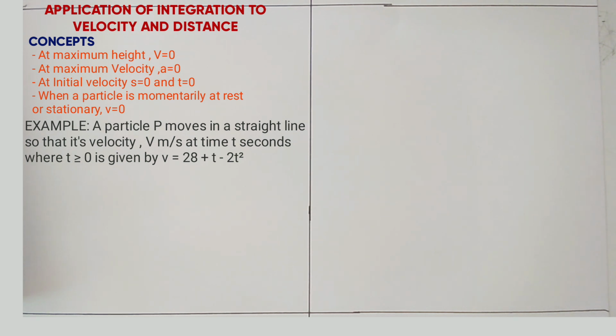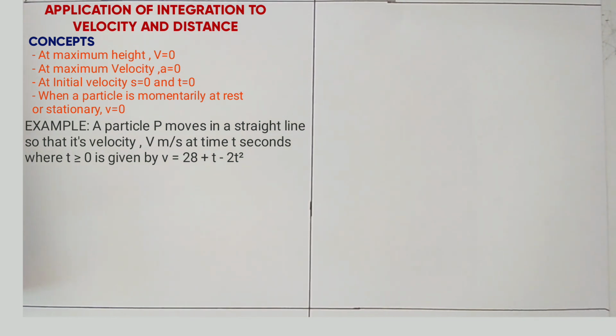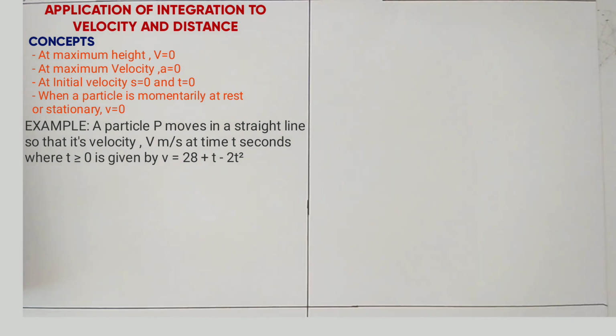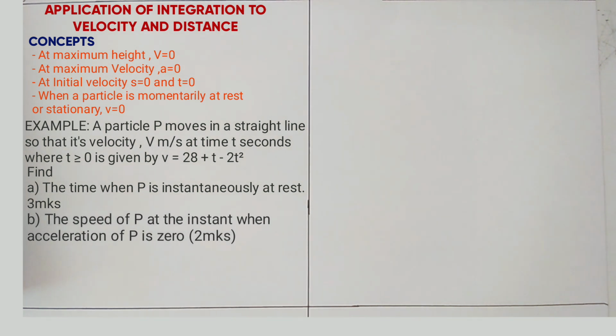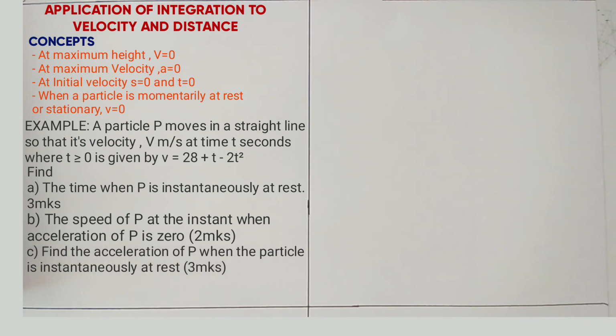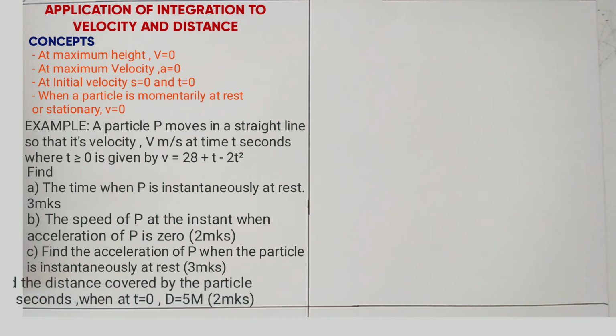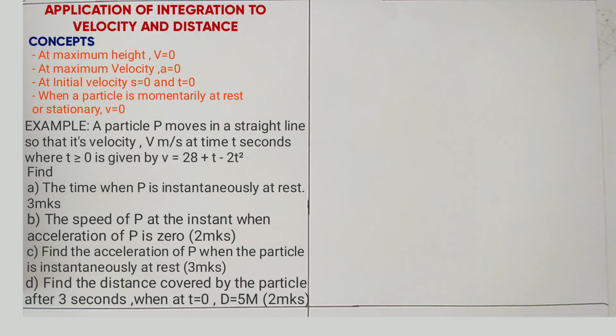It says a particle P moves in a straight line so that its velocity v meters per second at time t seconds, where t is greater than 0, is given by v equals 28 plus t minus 2t squared. That is, you have been given velocity, and they tell you find a, the time when P is instantaneously at rest; b, the speed of P at the instant when acceleration of P is 0; c, the acceleration of the particle P when the particle is instantaneously at rest; and d, the distance covered by the particle after 3 seconds when t is 0 and d is 5 meters.